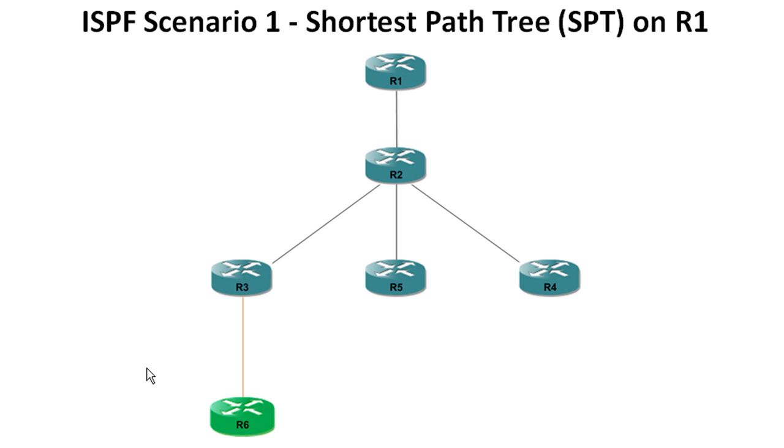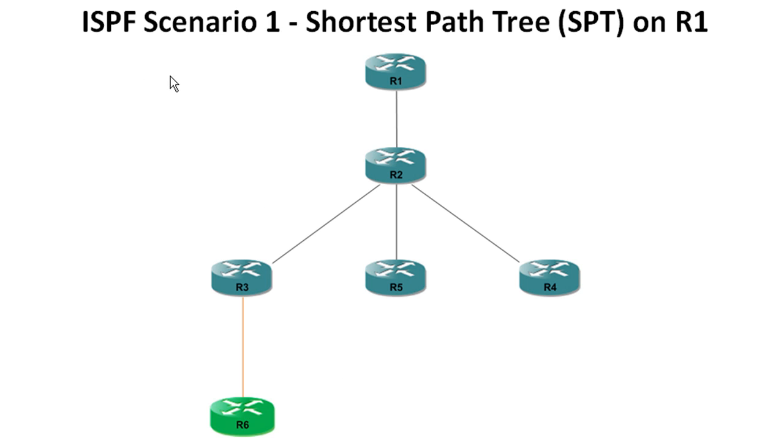So without ISPF enabled, when we do this, we would run the full SPF calculation, and we're concentrating on R1. This would happen on all the routers, but we're concentrating on R1 for this example. And so then you would waste CPU resources and network convergence time because it's going to go ahead and recalculate all these. Well, it really doesn't need to recalculate any of this except to add the R6 on there.